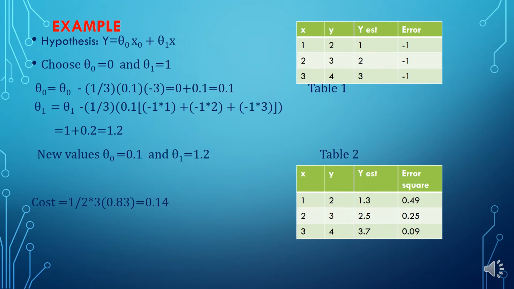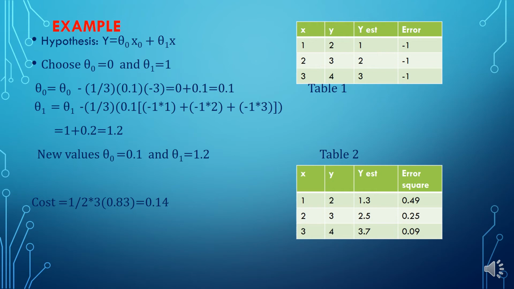But when you want to estimate theta 1, you have to add one more factor. That is, the error at each of the training examples, you have to multiply by the corresponding value of x. So theta 1 is equal to theta 1 minus 0.1 by 3. 0.1 is the learning rate and 3 the number of training examples. For the first example, minus 1 is the error and the value of x is 1, so minus 1 into 1. The second example, minus 1 is the error, 2 is the value of x, minus 1 into 2. And the third example, minus 1 is the error, 3 is the value of x, so minus 1 into 3. So you get 1.2. So the new values you got: theta 0 is equal to 0.1 and theta 1 is equal to 1.2.